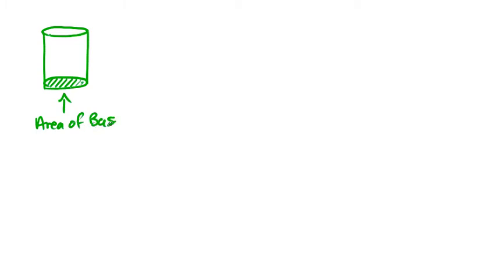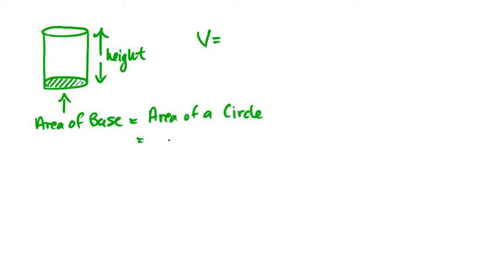So let's draw one. A cylinder has opposite sides that are circles. So there is your area of your base, and it has a height. And so if the volume is area of the base times height, I need to know what the area of a circle is, because this is the same as the area of a circle. And hopefully you remember that the area of a circle is pi r squared. So that's what formula I'll be using for area of the base.